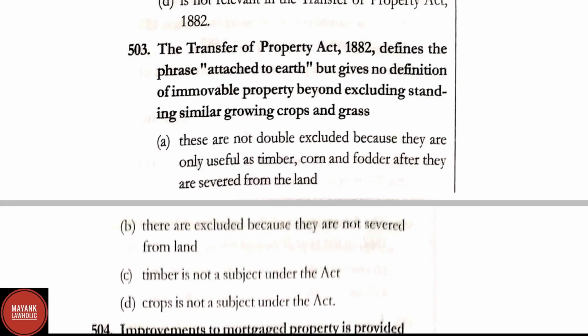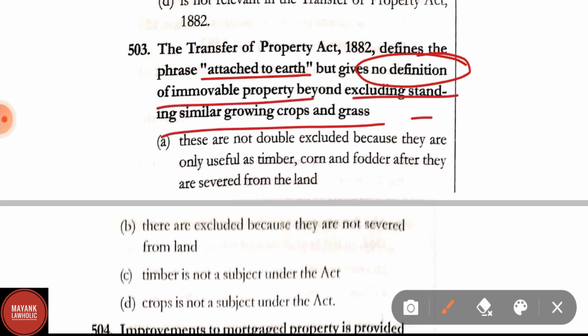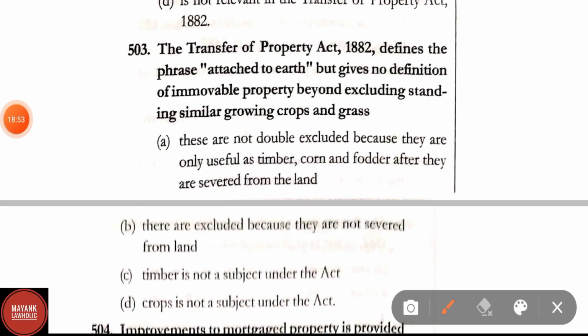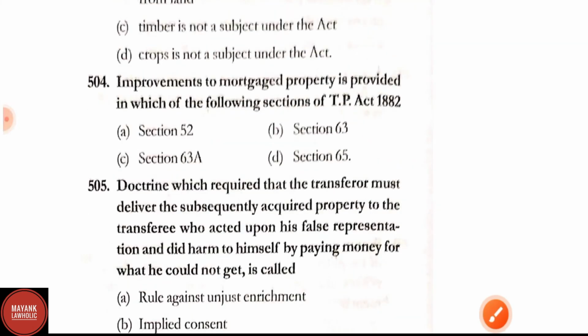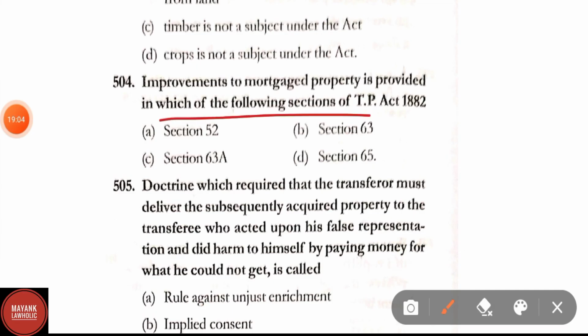Question number 503. The Transfer of Property Act defines the phrase attached to earth but gives no definition of immovable property beyond excluding standing timber, growing crops and grass. Option A. These are not included because they are only useful as timber, corn and fodder after they are severed from the land. Here A is the correct answer. Question number 504. Improvements to mortgage property is provided in which of the following sections of TPA? Here the correct answer is option C, Section 63A.